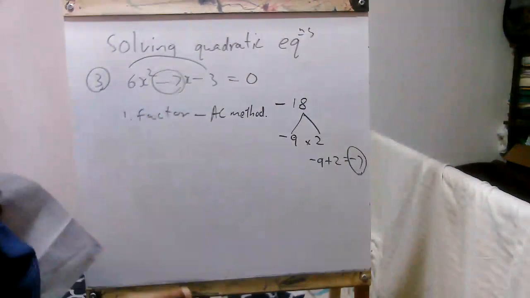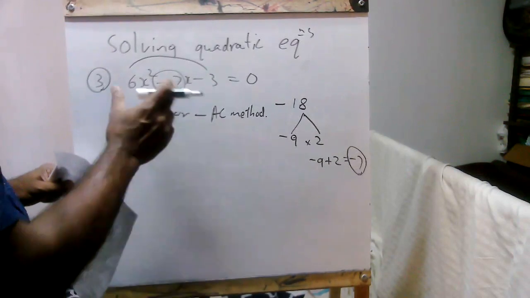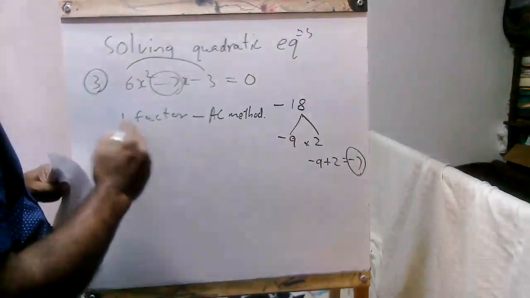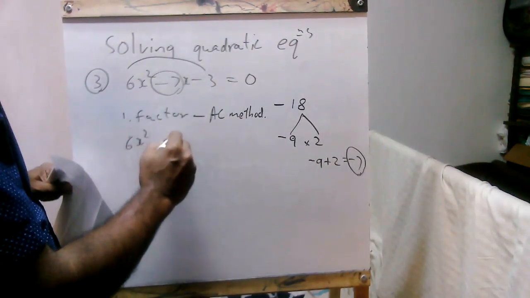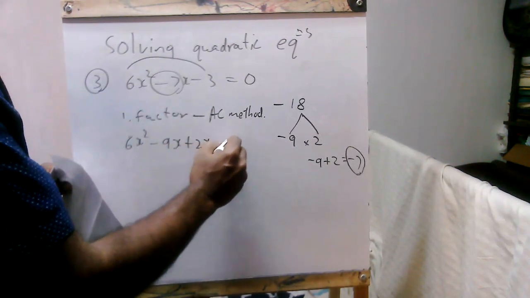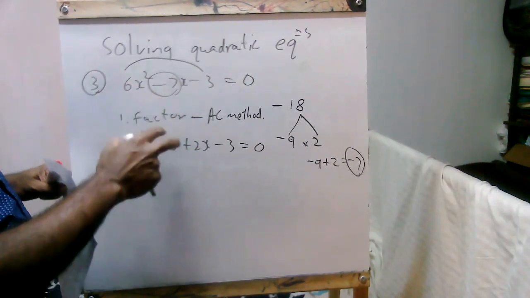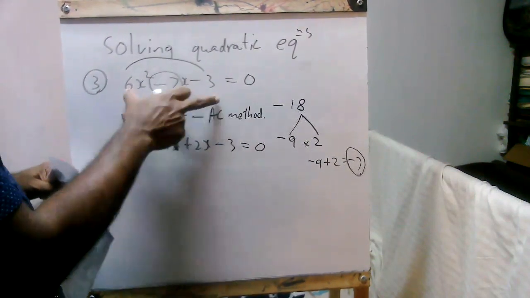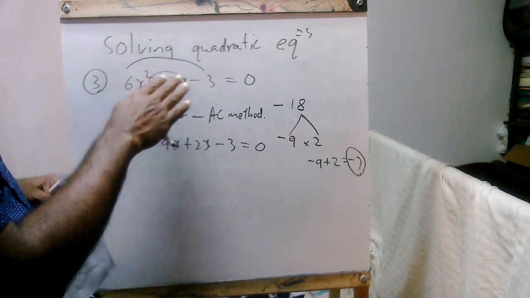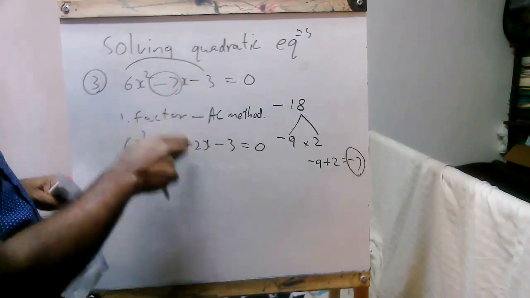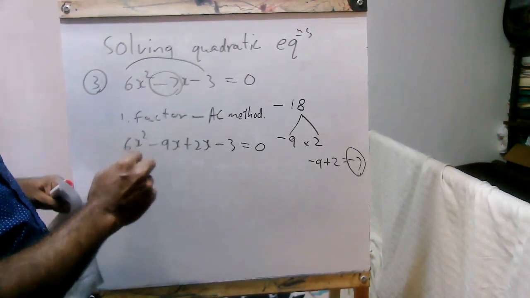Right? Then that means we can split this middle term into two terms according to this. 6x squared minus 9x plus 2x minus 3 equals 0. Now we have 4 terms. Before we had 3 terms. By splitting the middle term, now we have 4 terms. When we have 4 terms, we can do factor by grouping.